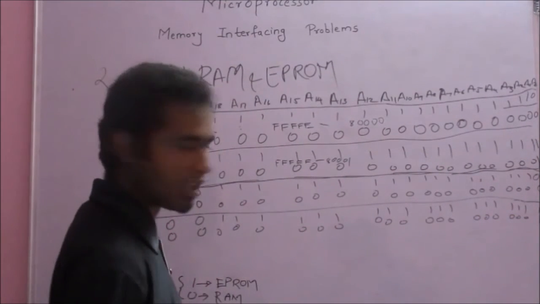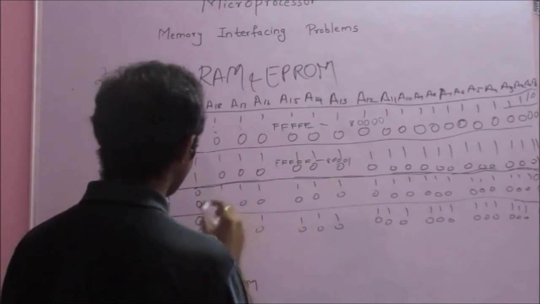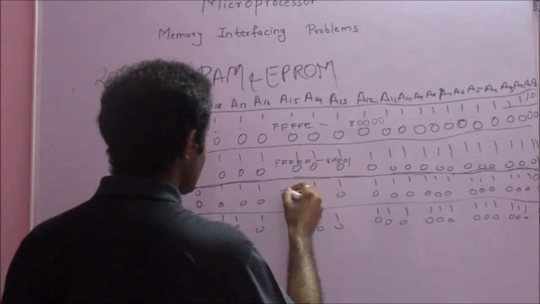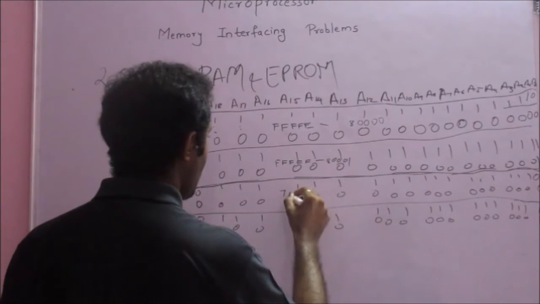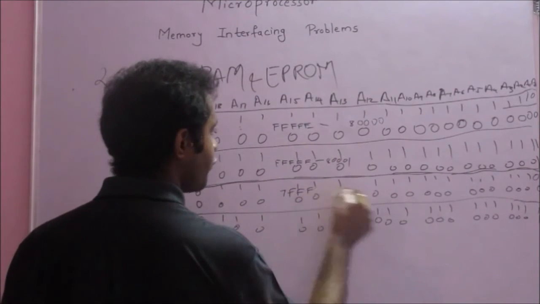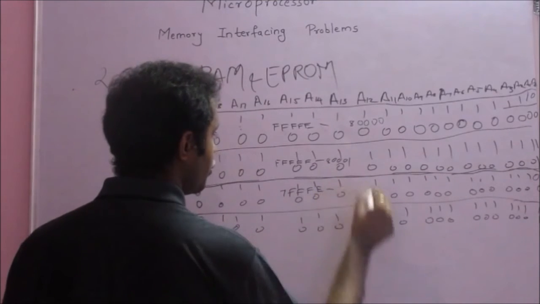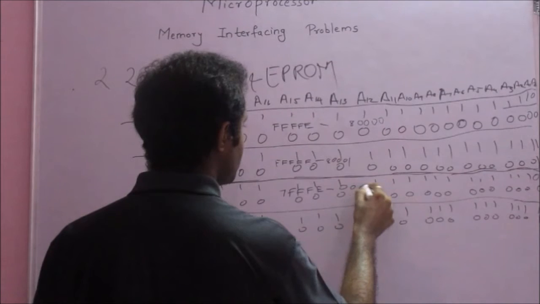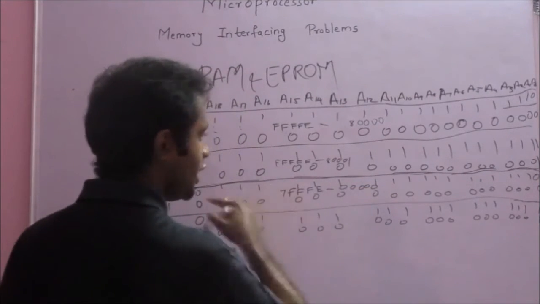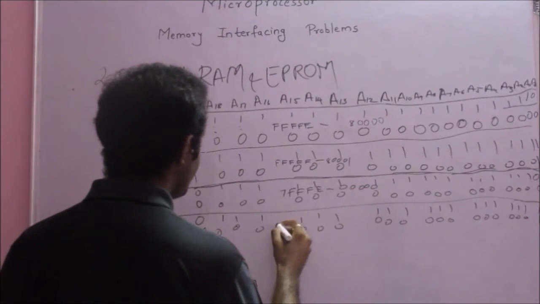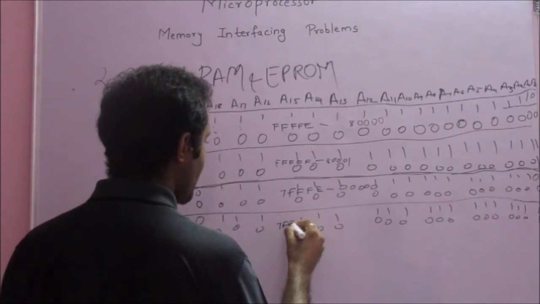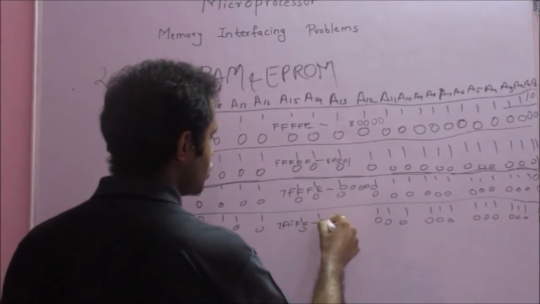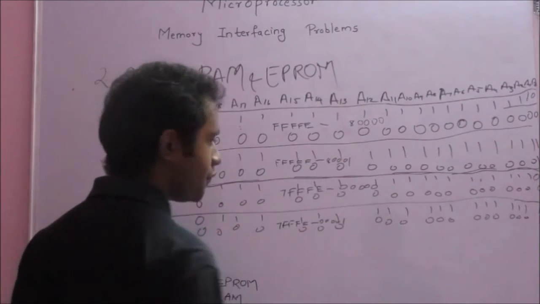And the address mapping that we did, it would be what? 7FE to 00000. This is the even bank, and the odd bank would be what? 7F to 00001.